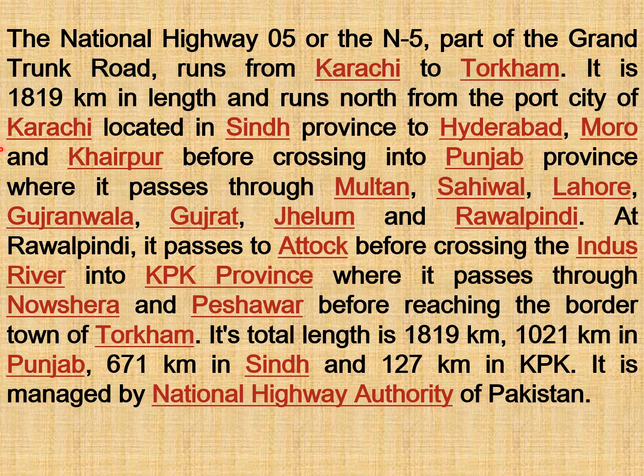Hyderabad, Moro and Khairpur, before crossing into Punjab province, where it passes through Multan, Sahiwal, Lahore, Gujranwala, Gujrat, Jhelum and Rawalpindi. At Rawalpindi it passes to Attock before crossing the Indus River into KPK province, where it passes through Nowshera and Peshawar before reaching the border town of Torkham. Its total length is 1819 km, 1021 km in Punjab, 671 km in Sindh, and 127 km in KPK. It is managed by National Highway Authority of Pakistan.